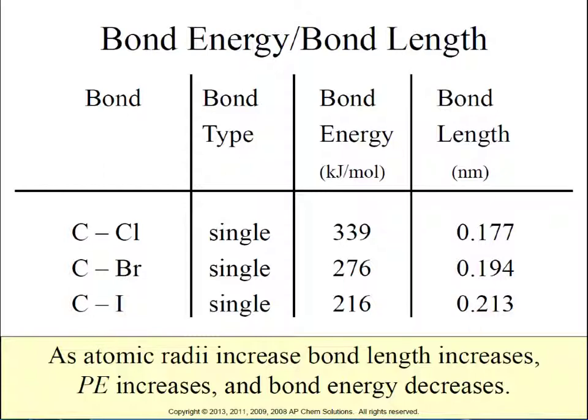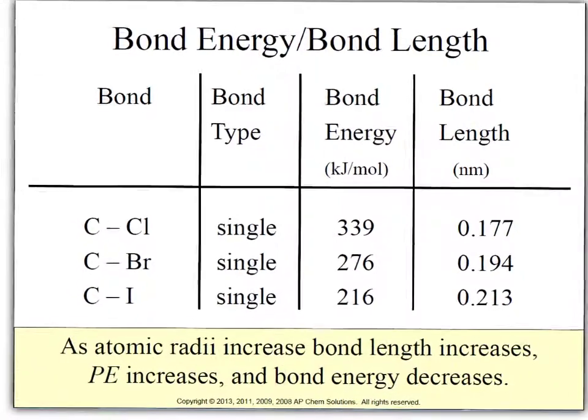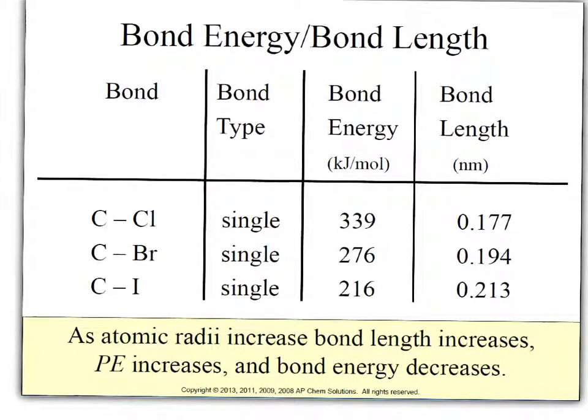Iodide, the biggest, its bond energy is the lowest. Coulomb's law again. And so let's just note again that as the atomic radii increases, bond length will also increase. And if bond length increases, potential energy increases and bond energy decreases.